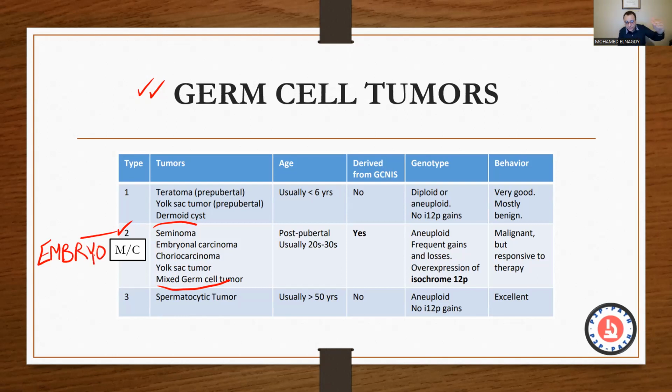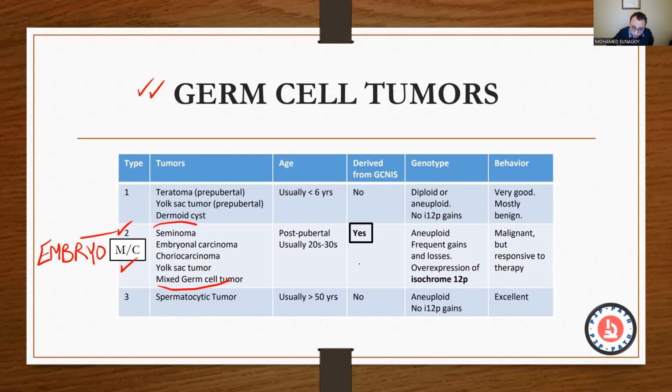There's also type 1 and type 3. Type 3 is the spermatocytic tumor, not very common. And type 1 is the teratoma, mainly. There is a type of yolk sac tumor which is included in type 1, which is the prepubertal type, but we'll talk about that later. However, I need you to know from this slide that type 2 is the most common type.